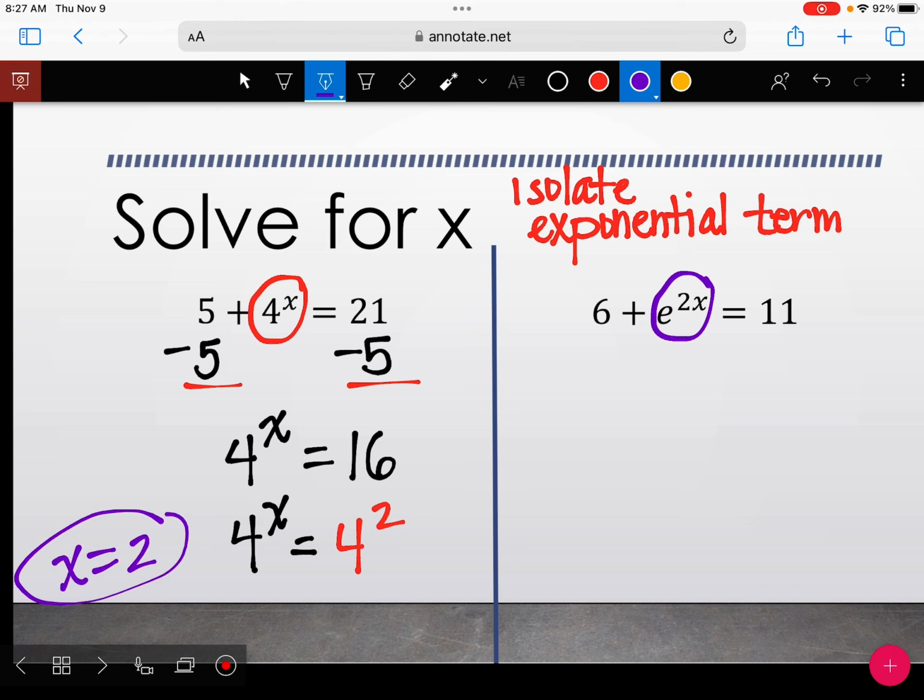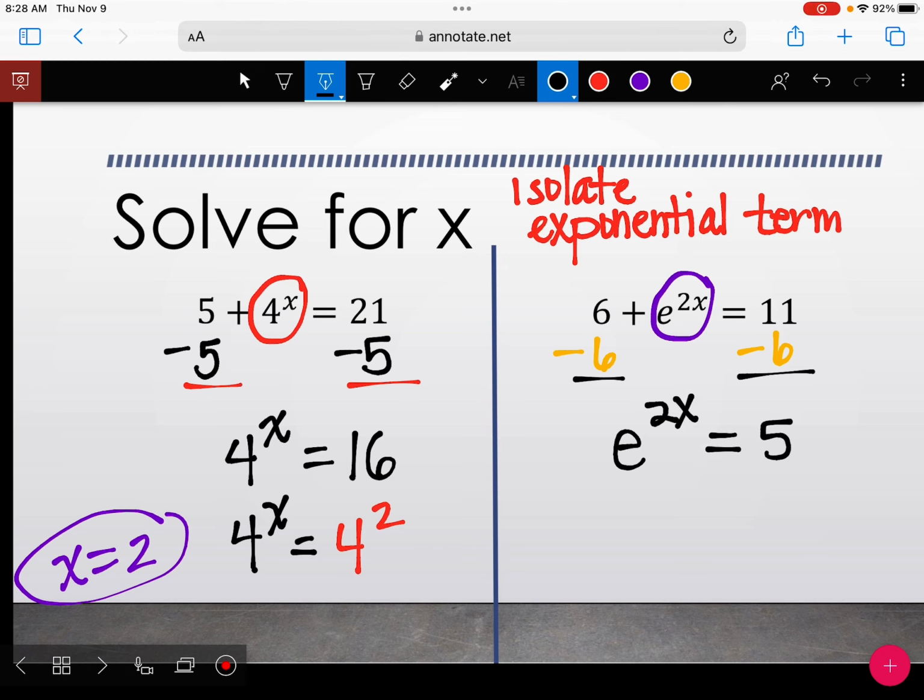All right, so now let's look at an equation where we cannot rewrite with a common base. You do need a calculator for this one. So if you don't have one, you might want to grab one. This one right here. So we do want to isolate that e to the power of 2x, so I have to get rid of this. How do I get rid of this? 6. Let's subtract it. I think that's a good idea. So we have e to the power of 2x equals 5.